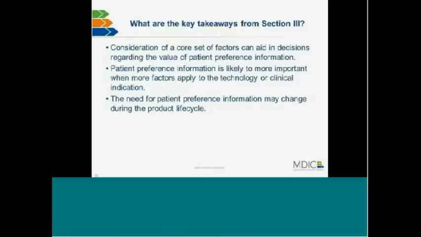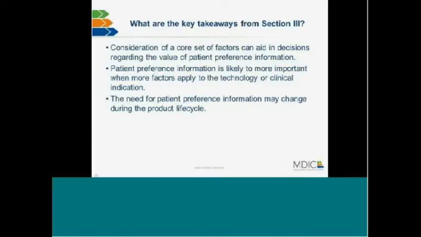So what do I want you to remember about Section 3? We're saying that if you consider a core set of factors, that can aid in the decision-making process for whether you need patient preference information. Secondly, in a lot of cases, multiple factors apply across these three factor categories, and the more factors that apply to your technology or clinical indication, the more likely it is that patient preference information is going to be helpful.